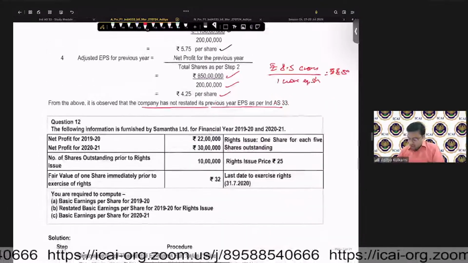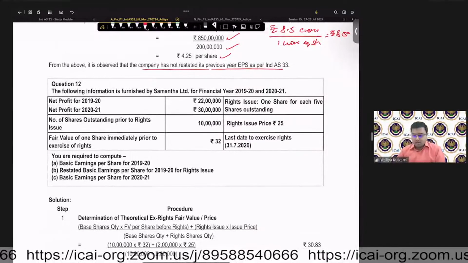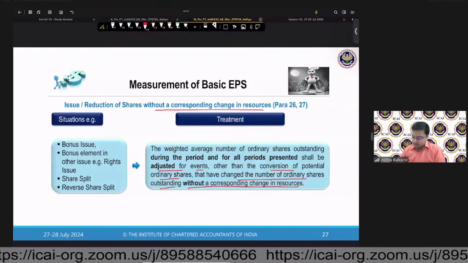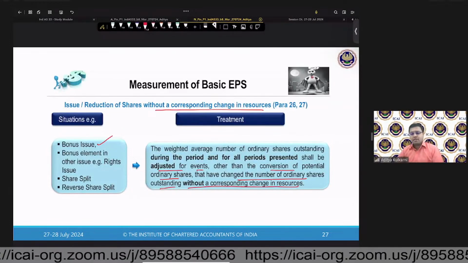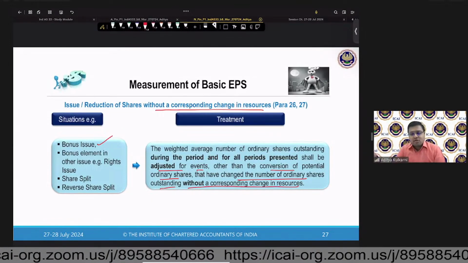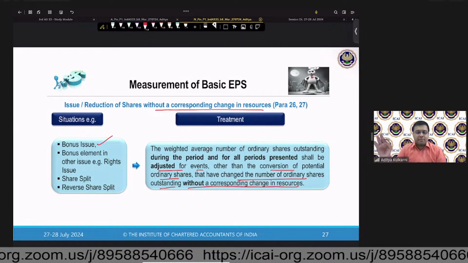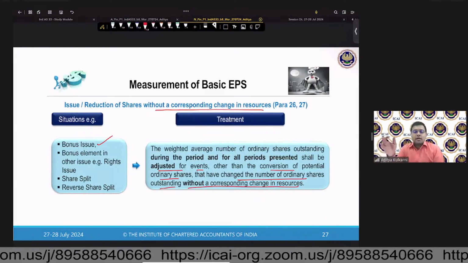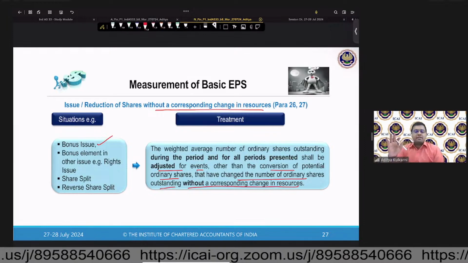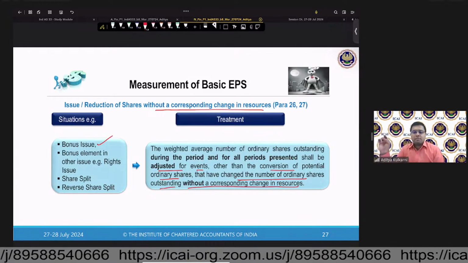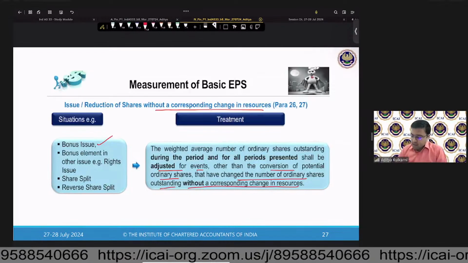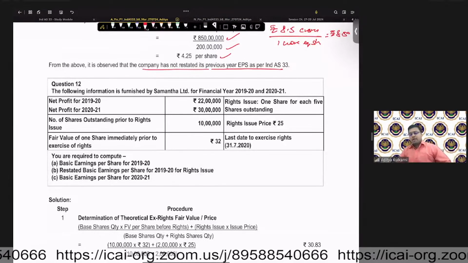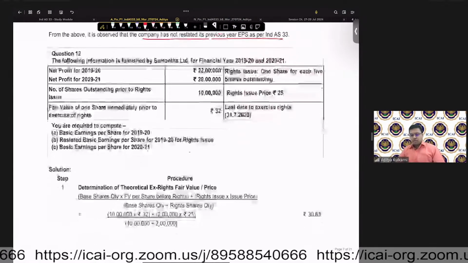Okay. So that takes care of bonus. I hope there is no doubt. This is the first thing that we have seen, bonus issue. That means there is no change in resources, but there is a change in the number of equity shares. So we do a restatement for the current year as well as the previous year for the purposes of financial reporting. Coming to the next one, that is rights issue.